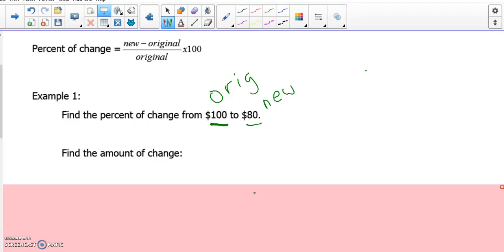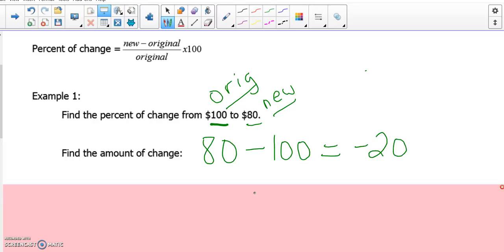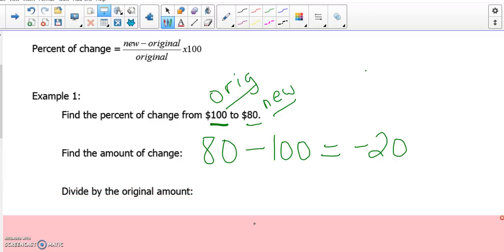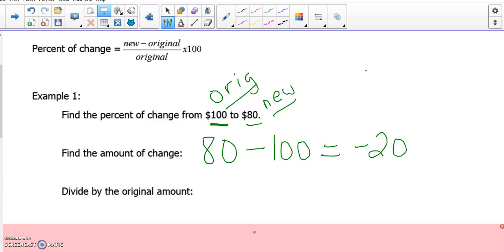So to find the change, remember it's new minus the original. So my new number is 80. My original number is 100. So I'm going to do 80 minus 100. And so when you do that subtraction, you'll notice you get a negative value because we're going to get negative 20 for that. All right, so then we're going to take that and we want to divide that by the original amount. So now we're looking at our fraction. We've got our new minus the original, which is negative 20. So now we're going to take negative 20 and divide it by our original amount, which was 100.